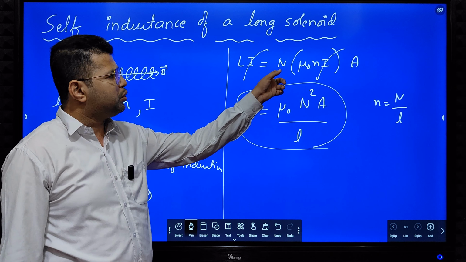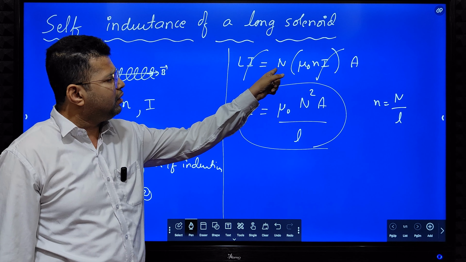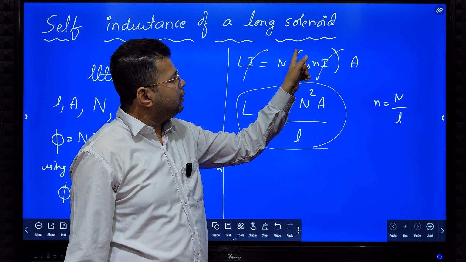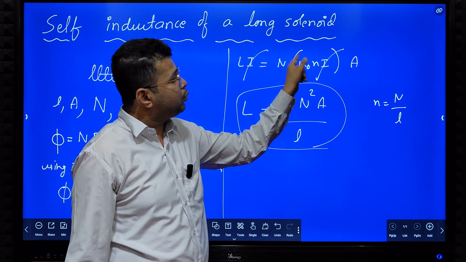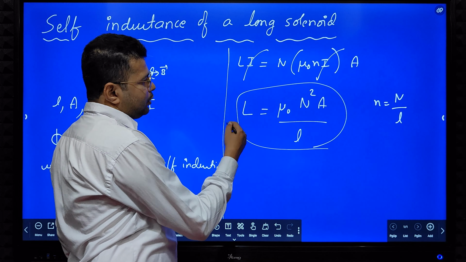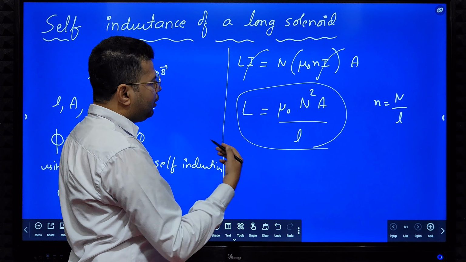Or you can make a substitution for capital letter N also. Capital letter N is equal to n into L. So what happens? Mu naught into small letter n square into L into A. So in general, you remember like this, L is equal to mu naught into n square A by L.